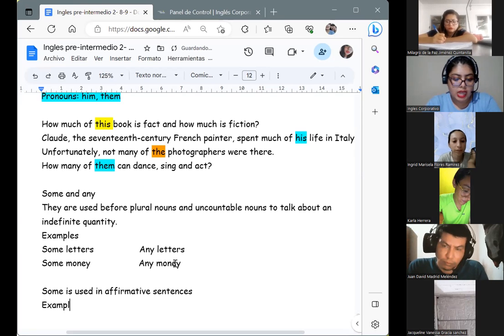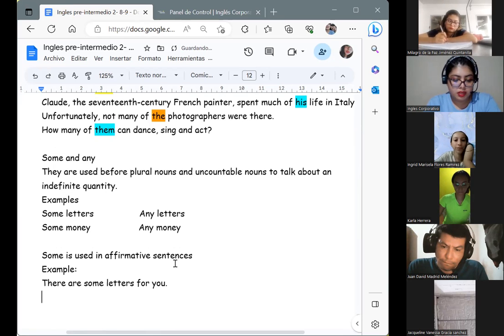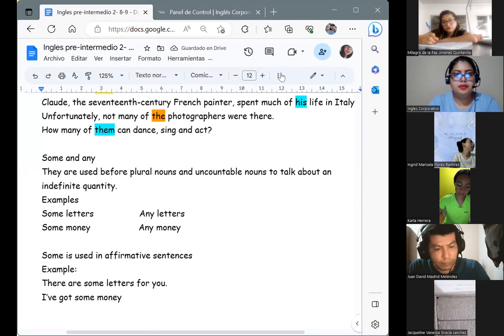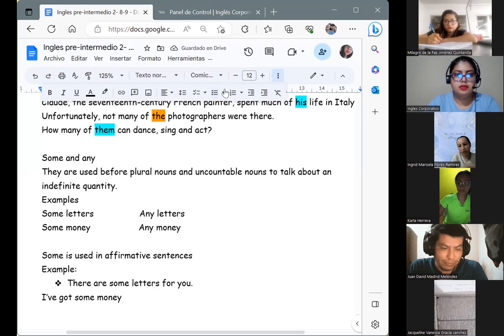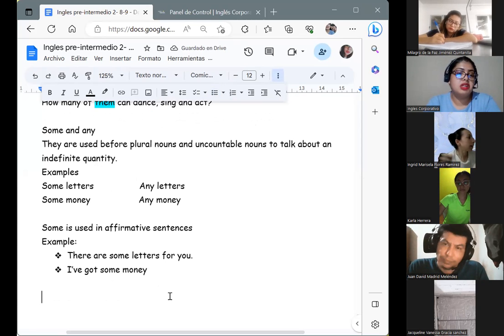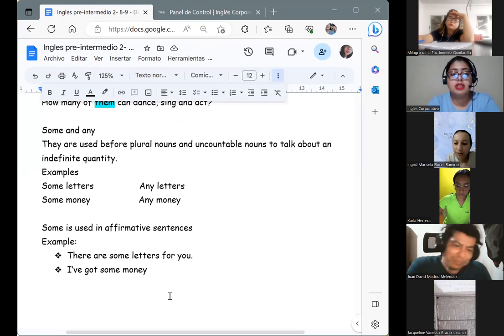And we have some examples. There are some letters for you. I've got some money. En este caso no nos está diciendo, ¿verdad? La cantidad, sino que nos dice, hay algunas cartas para ti. O obtuve un poco de dinero, o obtuve algo de dinero. Pero no sabemos cuánto. Y no es una situación negativa, es una situación positiva porque no estamos utilizando negative words in these examples.